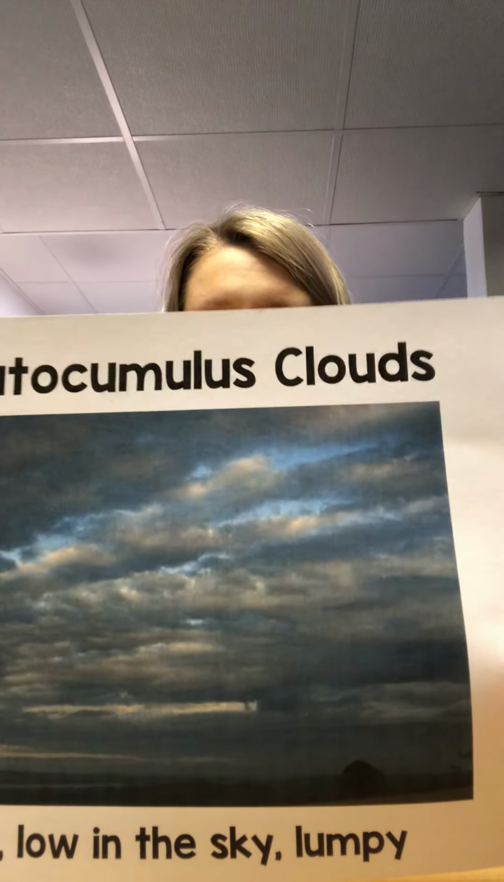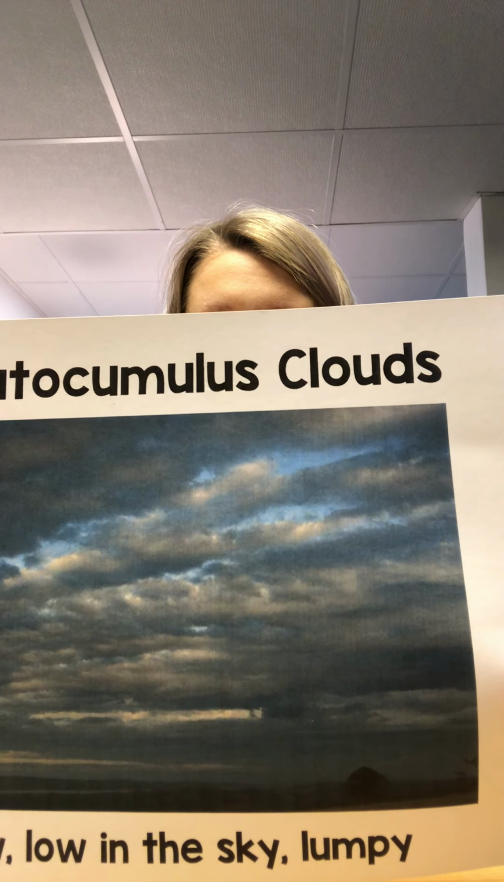And the next one is called a stratocumulus cloud. So this one is again low in the sky. It's gray and it kind of looks a little bit lumpy. So you can kind of see all the different lumps right there. So that's called a stratocumulus cloud.